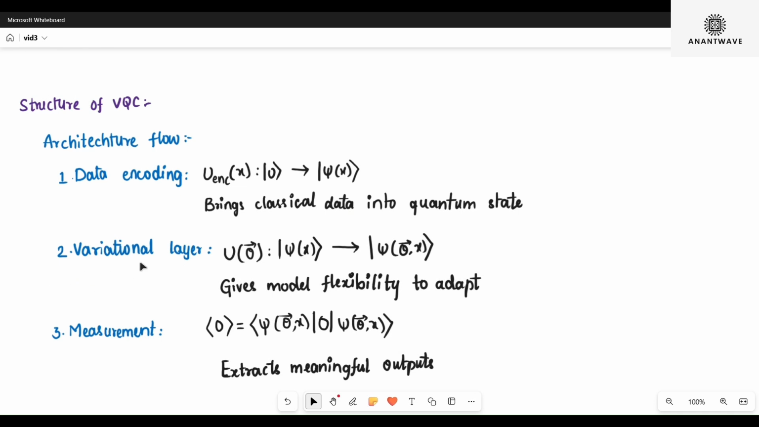Then we have a variational layer which will be applied on the quantum state. We'll have a parameterized circuit with parameter theta. We'll apply this on the quantum state to make it a modified quantum state, which gives the model flexibility to adapt. And then measurement. From here, we'll measure the output, extract meaningful outputs, and thereby calculate the cost. To minimize the cost, we'll update the weights accordingly.